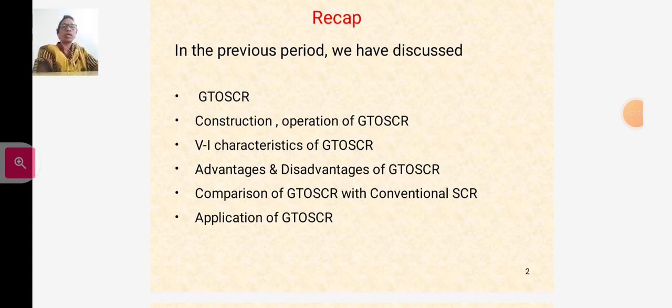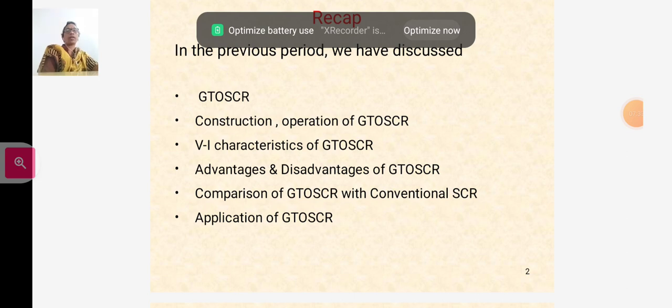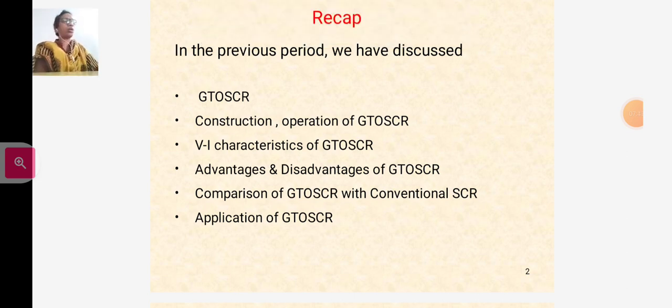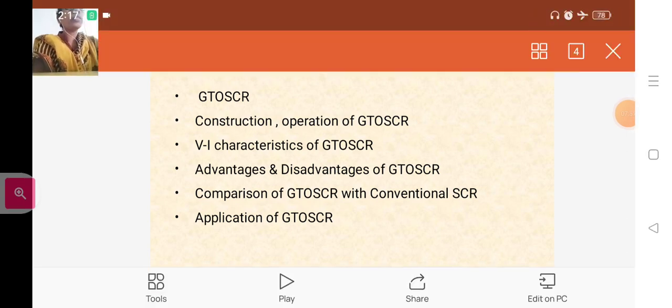Now, today we are going to discuss the diac. But before going to that, in the last class we discussed the GTO and SCR. It has a few topics in GTO-SCR.